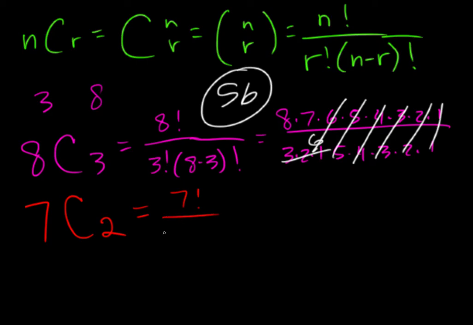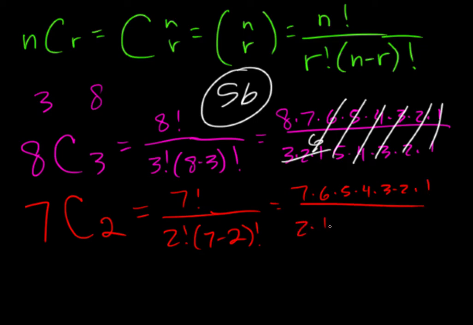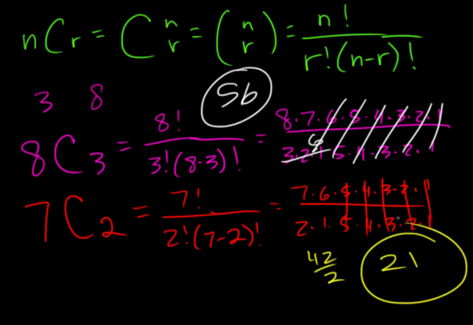And so it's just 7 factorial over 2 factorial times (7 minus 2) factorial. Which is going to be 7, 6, 5, 4, 3, 2, 1 over 2 times 1 times 5 factorial, since 7 minus 2 is going to be 5. These all cancel. If we multiply these together, we're going to get 42 halves, which gives us 21.